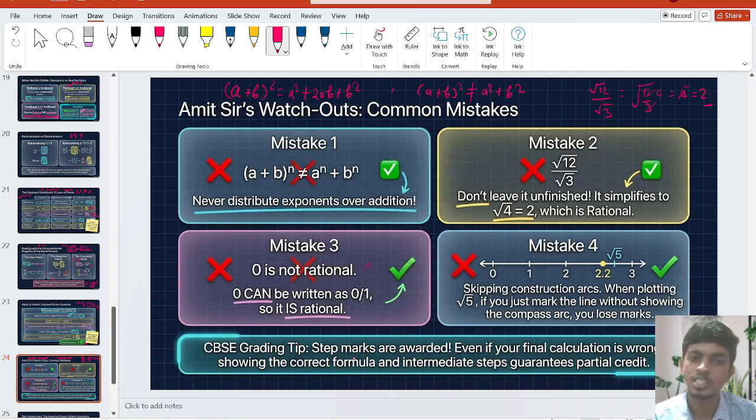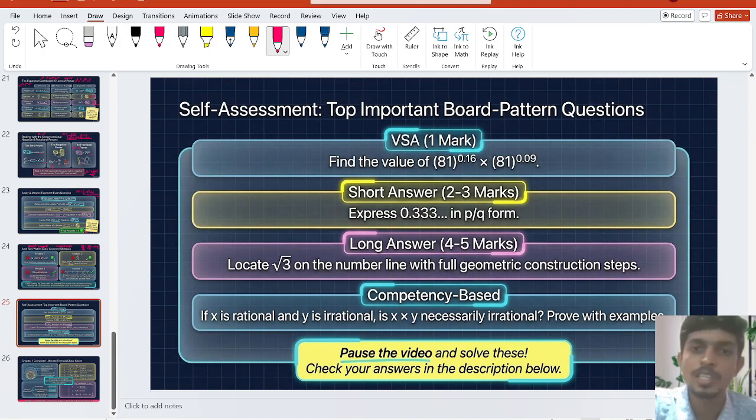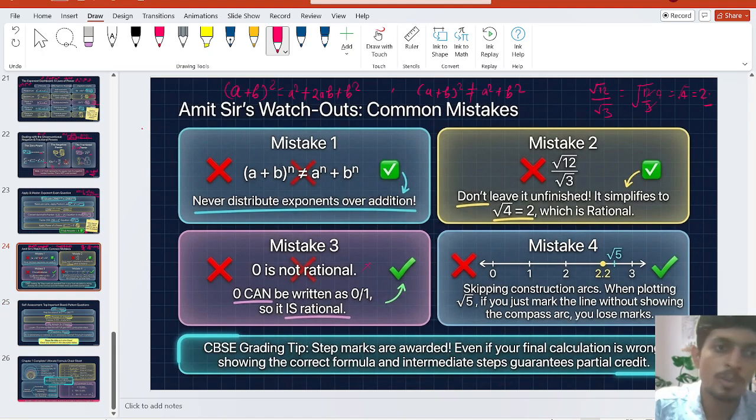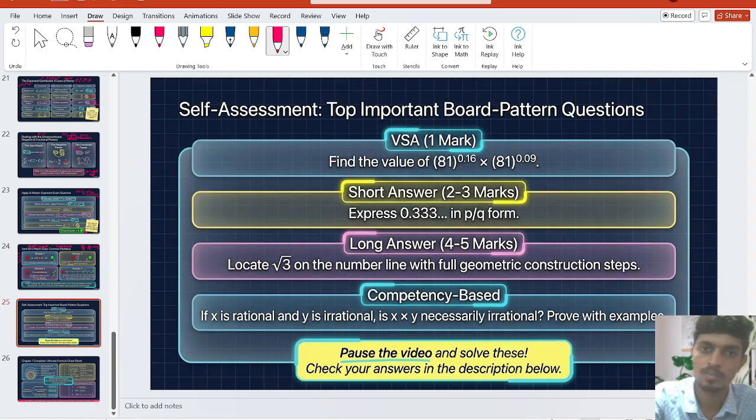Some step marks are awarded even if your final calculation is wrong. Showing the correct formula and intermediate steps guarantees partial credit. It means that if a question is solved in 5 steps, and your first 2 steps are incorrect but the last 3 steps are correct, you get some marks. So don't skip steps. If you know 3 steps, write them in your handwriting, and you get marks for the correct steps. So this is the credit system.